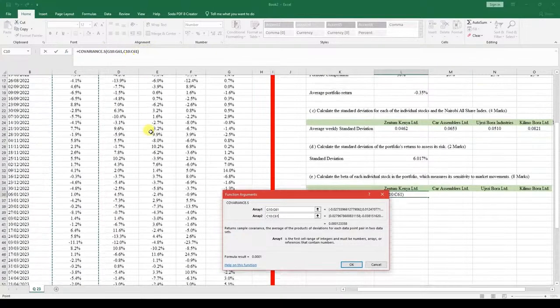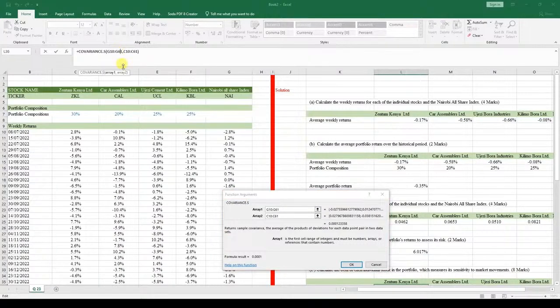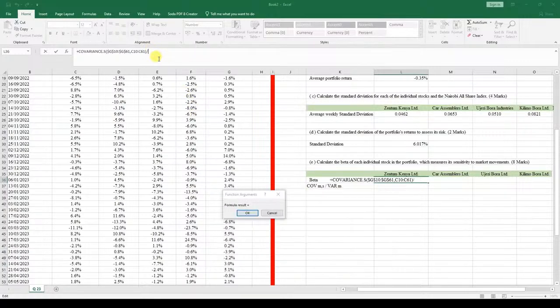So we can lock the one for the market. We are saying this one for G is one that you can decide to lock, F4 and F4. Why are we locking it? Because we want to ensure that the covariance of the market remains like that. And then we do what? We divide now, divide by, you can see the variance like this.